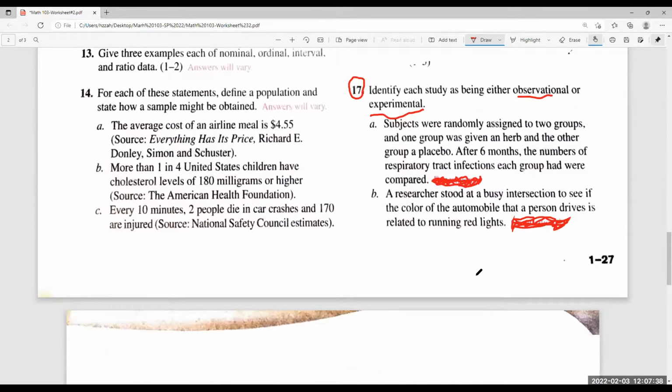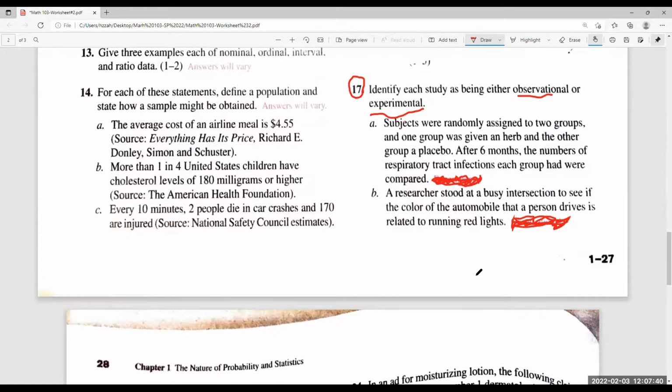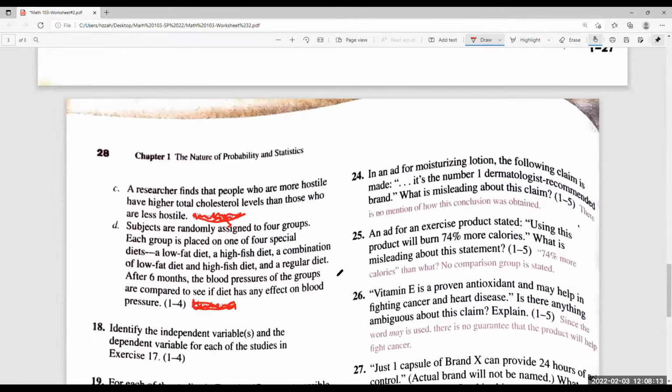Part B. A researcher stood at a busy intersection to see if the color of the automobile that a person drives is related to running red lights. Observational, because you are not going to apply anything. You just wait, observe and make a note. It's observational studies. Any question? Part C.